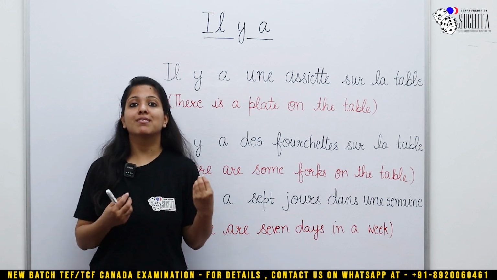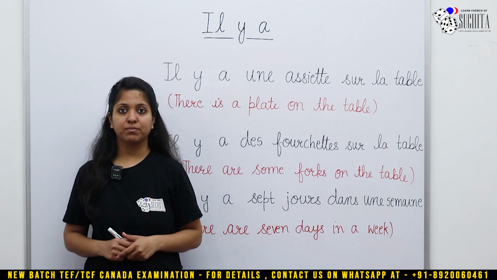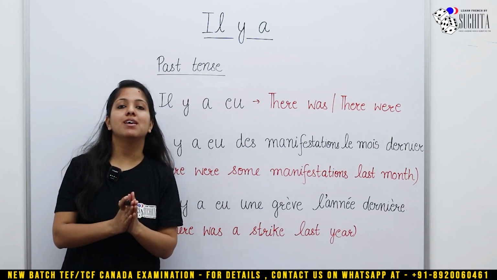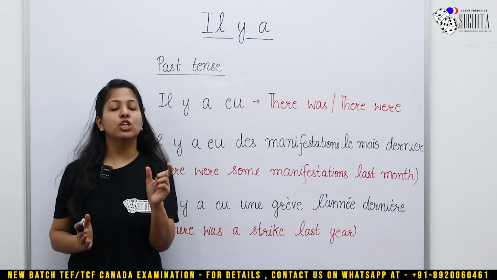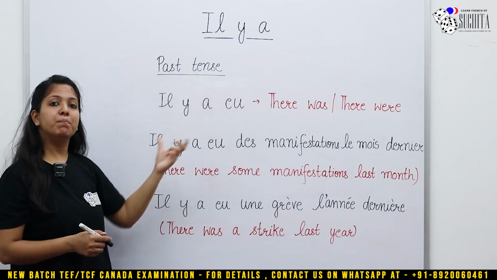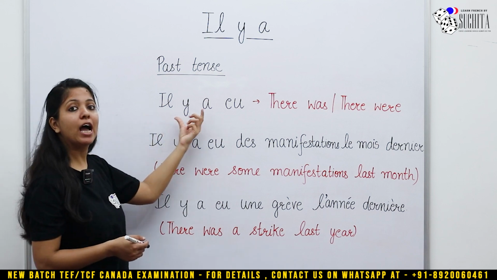So il y a, that means there is or there are. Now, we just learned il y a, which means there is or there are. That's actually there in the present tense. Let's learn that in past tense. So, in past tense, you say il y a eu.